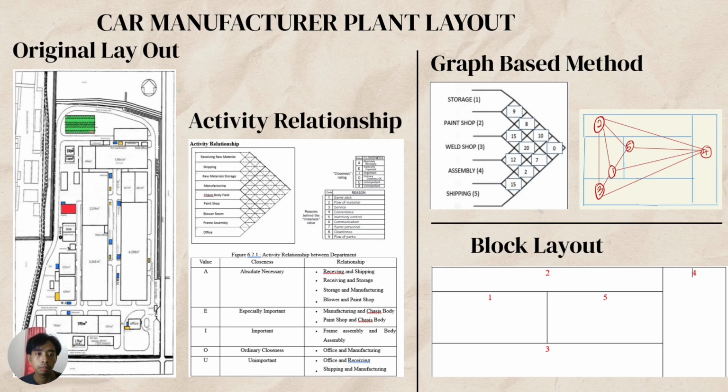So we want to reduce the departments. We did an activity relationship between all the departments so we can know what is important and what is not important. After we did the activity relationship, we found out that storage, paint shop, weld shop, assembly, and shipping are all the important departments. So we used a graph-based method. After we did the calculation, we got the block layout from that triangle. This is to reduce the cost for all the departments.